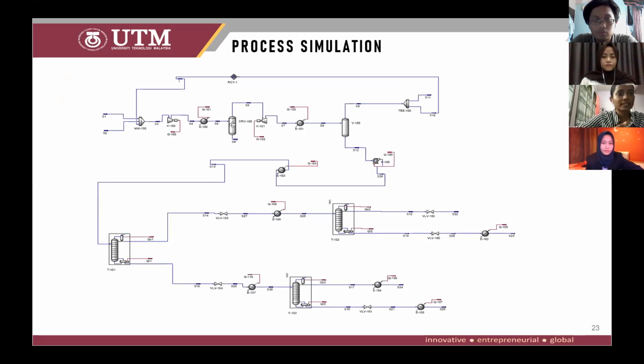So as you can see, the process simulation is very similar to what my friend has explained just now. What I would like to highlight here is the thermodynamic property that has been chosen for the process simulation. The universal quasi-chemical activity coefficient model is used for the simulation of this process. This is because the model is very suitable for both polar and non-polar components. Next.